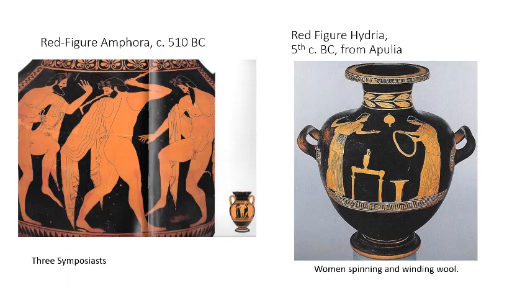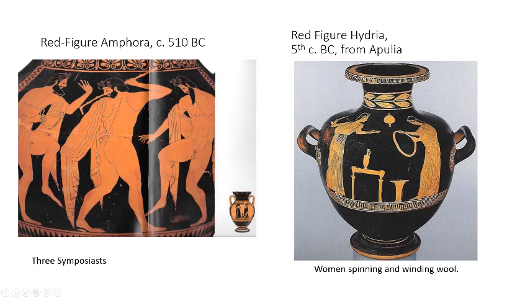Here's a couple more red figure examples. Here's red figure amphora from the 6th century. Shows 3 symposiasts. Again, symposium is some place that was meant for men only, unless you were a courtesan or a flute girl, of course, if you're there for entertainment. Other than that, you were not invited. So these guys are having a good time, woohoo, dancing, enjoying the symposium with your guy friends.